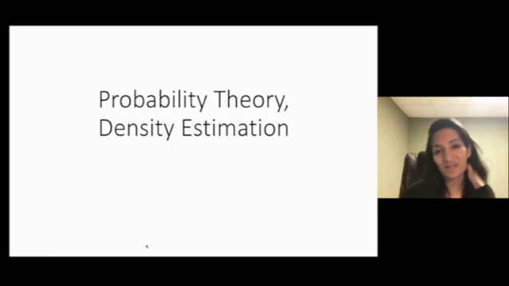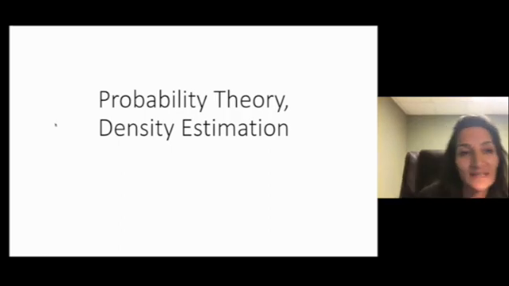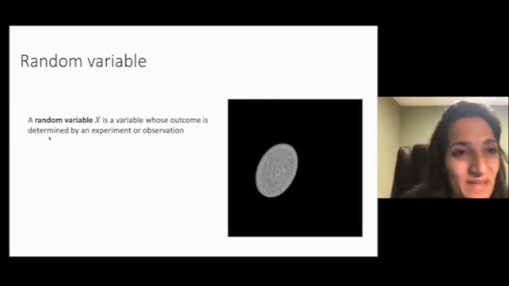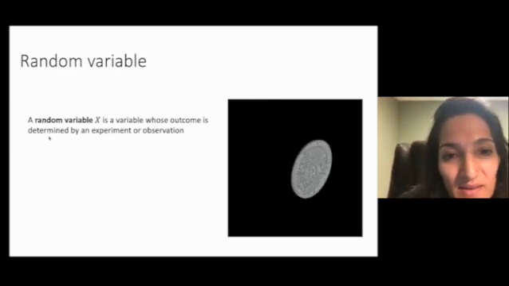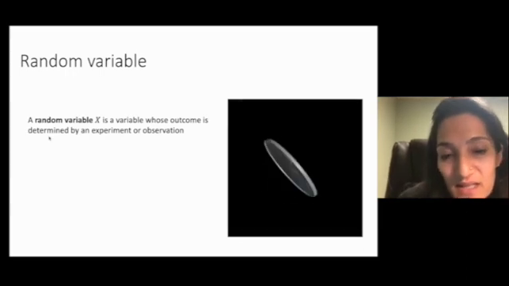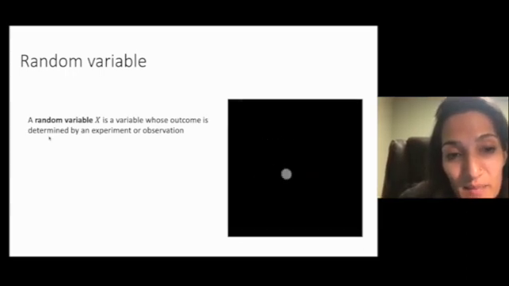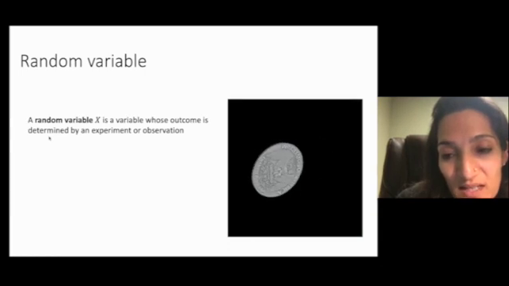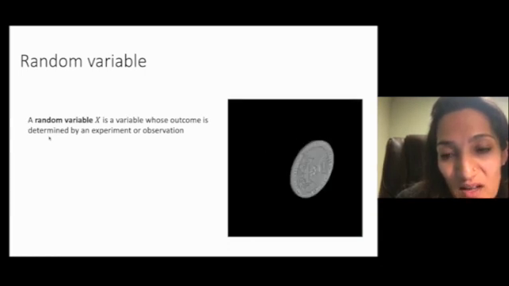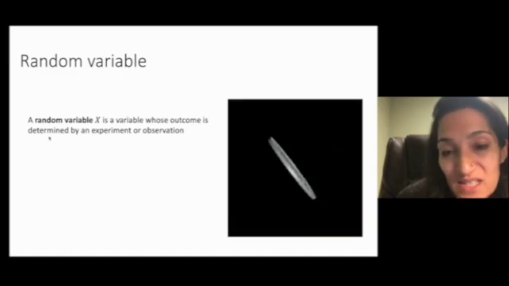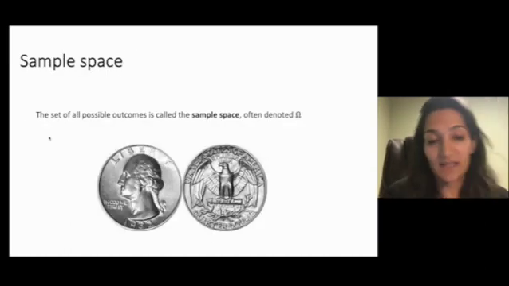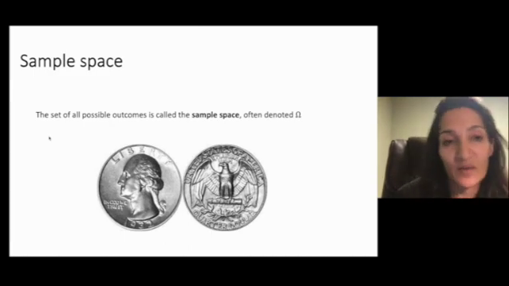Hello, today we're going to be talking a little bit about probability theory and density estimation. A basic concept in probability theory is that of the random variable. A random variable is a variable whose outcome is determined by an experiment or observation. Here we have a coin being tossed, and the potential set of outcomes is called the sample space. For the coin, it's heads or tails, of course.